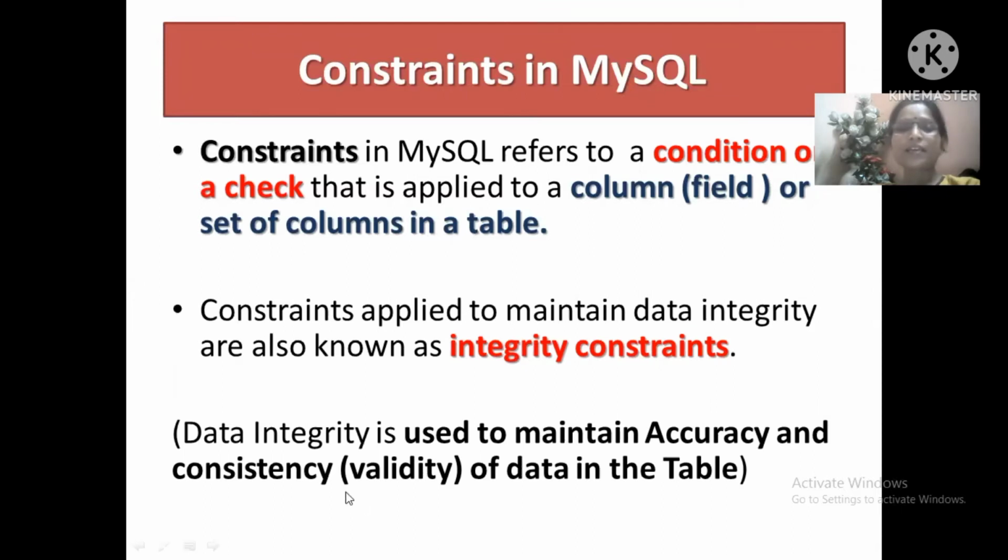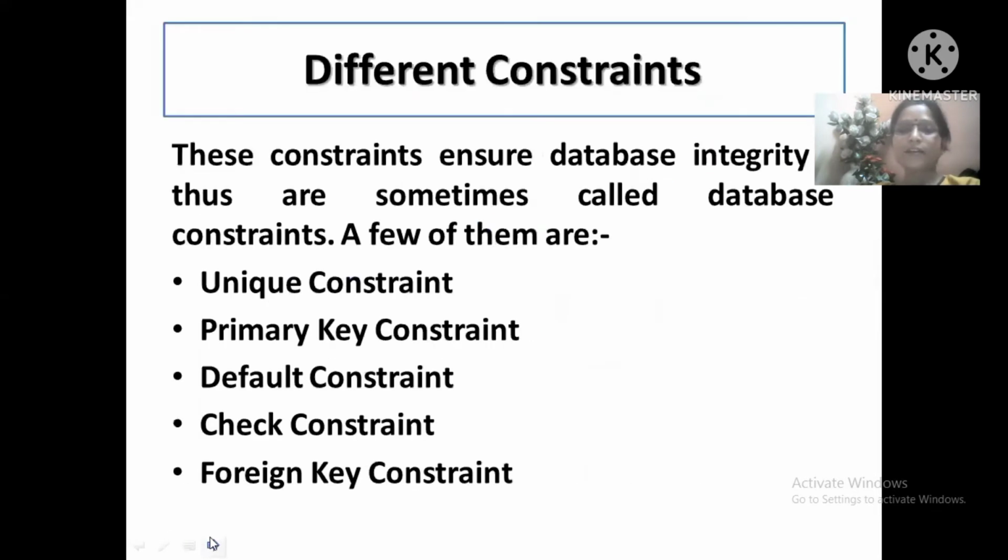So basically, constraints are applied to maintain data integrity, and that is why they are also known as integrity constraints. We all know what data integrity is: it is used to maintain the accuracy and validity of the data. Data integrity helps you maintain the accuracy and consistency, that is, the validity, of the data in the table.